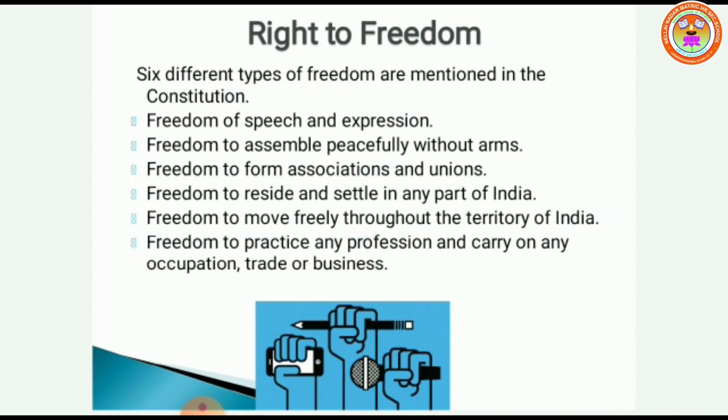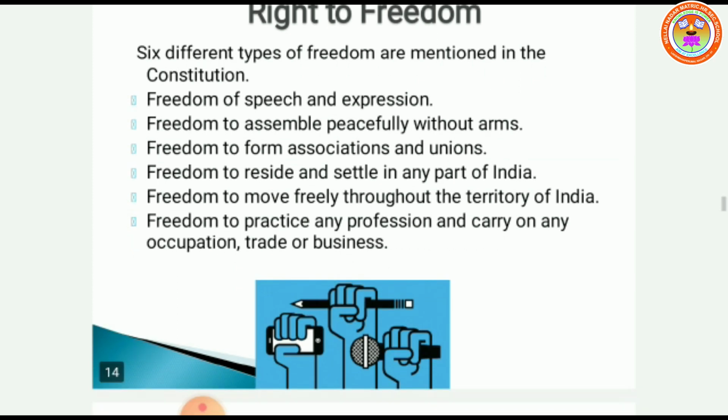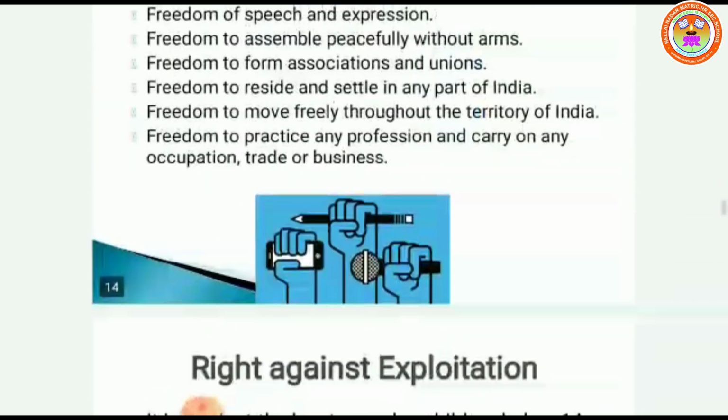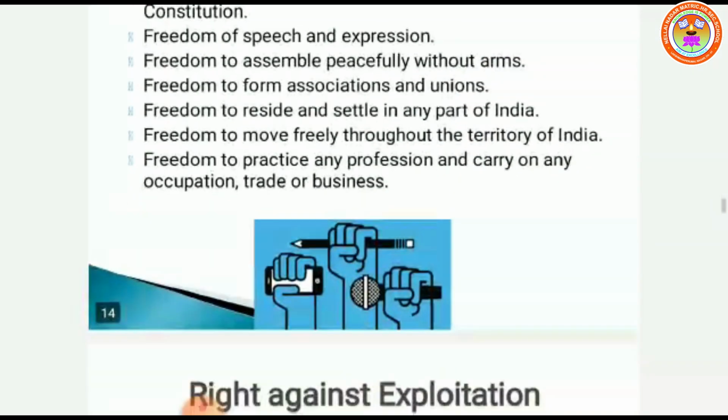Inside India, you can move anywhere. No one is able to stop you. If anyone stops you in the name of caste or religion, you always have the right to fight against them. Freedom to practice any profession and carry on any occupation, trade or business. So you can do any type of business which is legal. Inside India, you can practice any profession or occupation. That is what the right to freedom says.